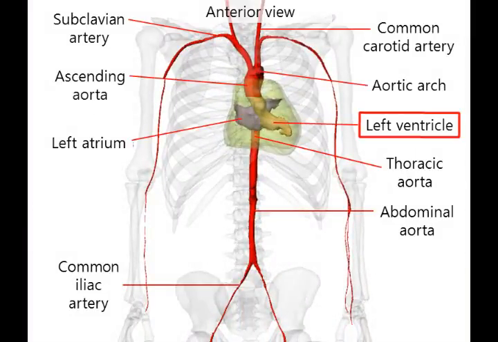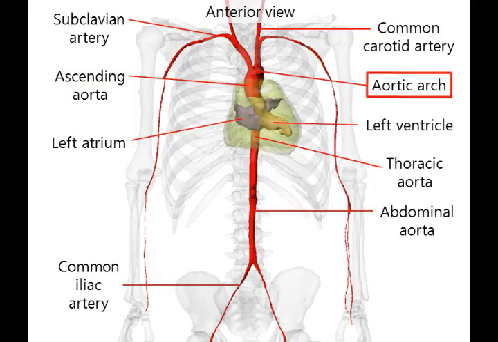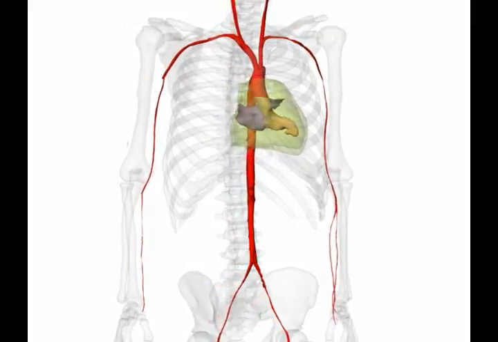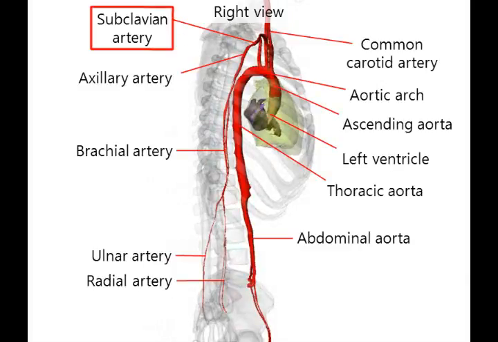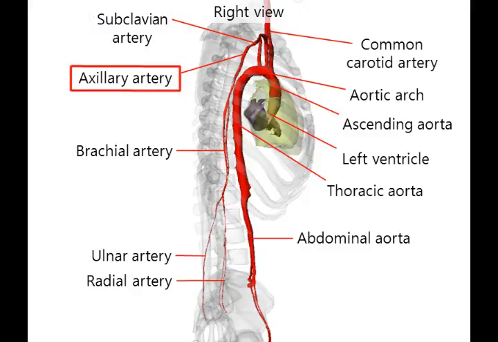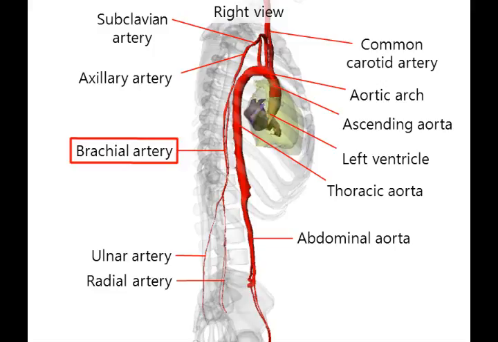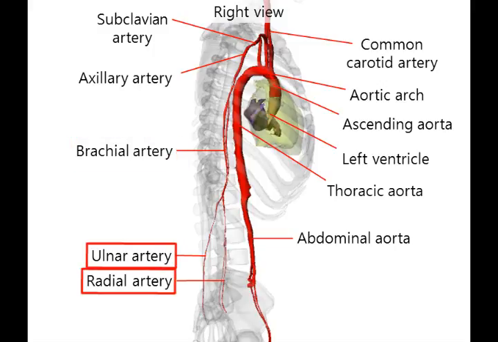The blood from the left ventricle passes through an artery and goes to the whole body. It passes the ascending aorta, aortic arch, thoracic aorta, and abdominal aorta subsequently. The subclavian artery becomes the axillary artery, then the brachial artery, which divides into the ulnar artery and radial artery.